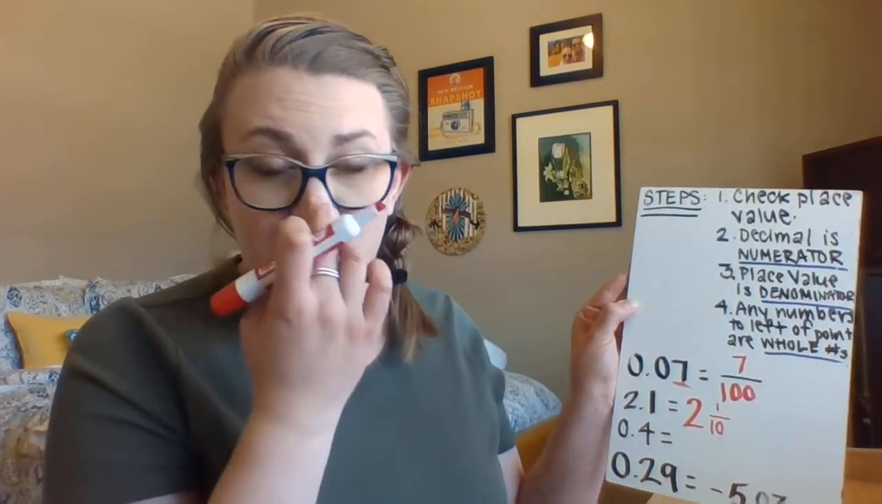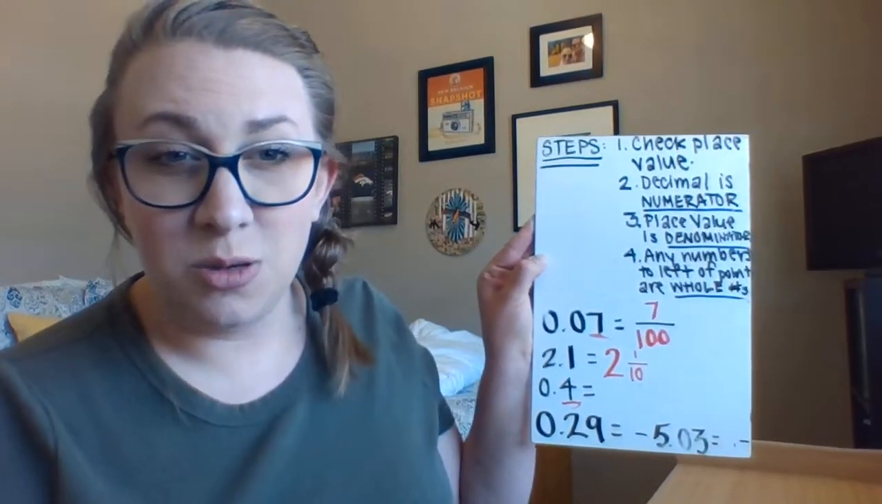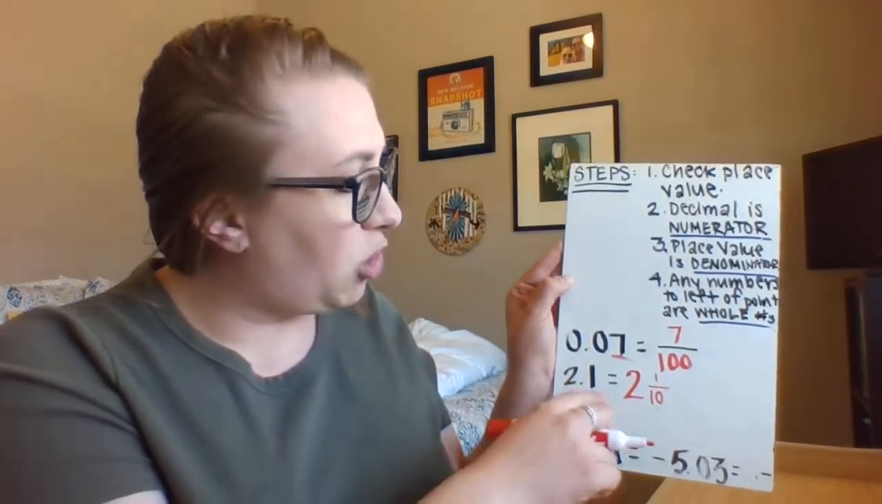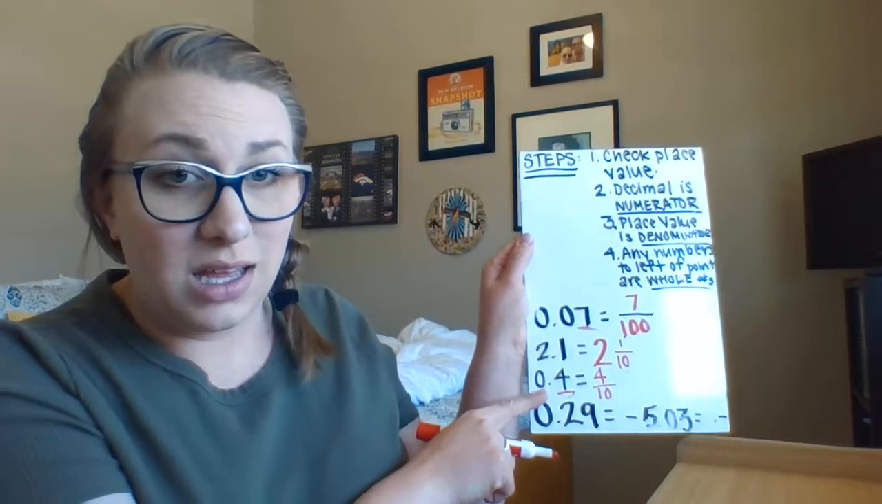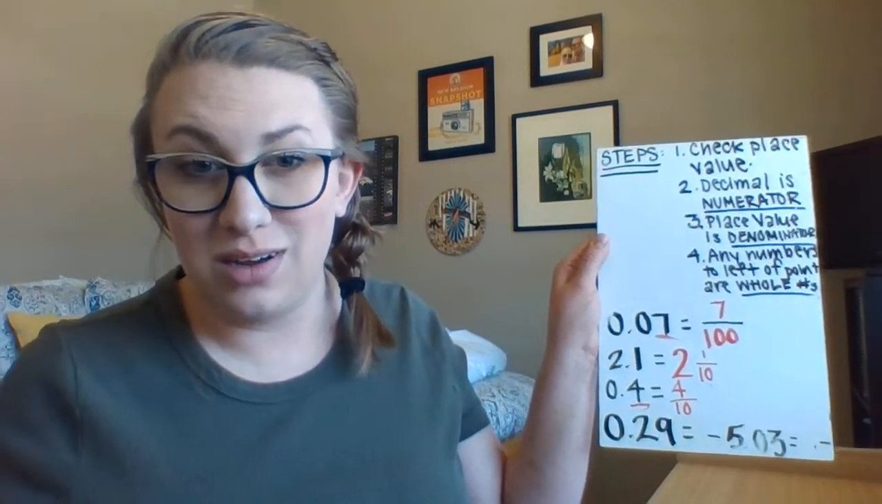Last one that I'm going to do for you is 0.4 or 4/10. Let's go through our steps. Check place value. That's the 10th. Oops. The 10th place. My decimal number is the numerator. Well, that's a 4. The place value is the denominator. I already said that's 10th. So my answer, because there's no number to the left of the decimal point, is 4 tenths. Okay. I have to erase the board really quick.